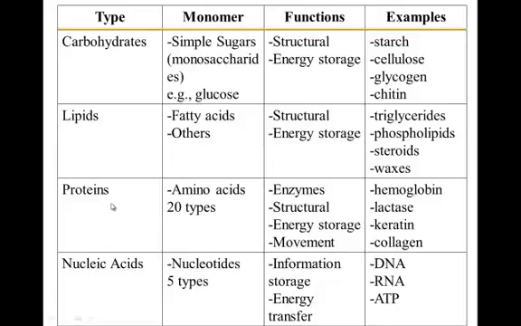The third category of biological macromolecules are proteins. These fit the polymer model very well. Proteins are long chains made out of repeating subunits or monomers. The monomers are called amino acids, and there are 20 different amino acids that make up all the proteins in the human body. Notice when we look at the functions for proteins that they share structural and energy storage, but then they have two additional functions.